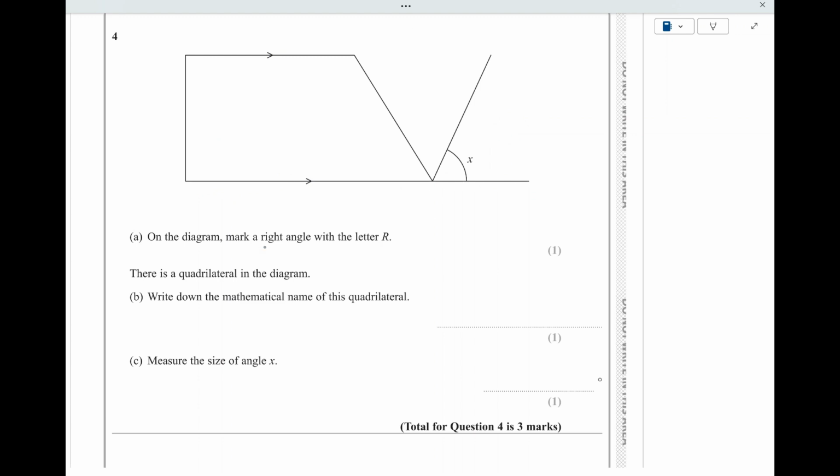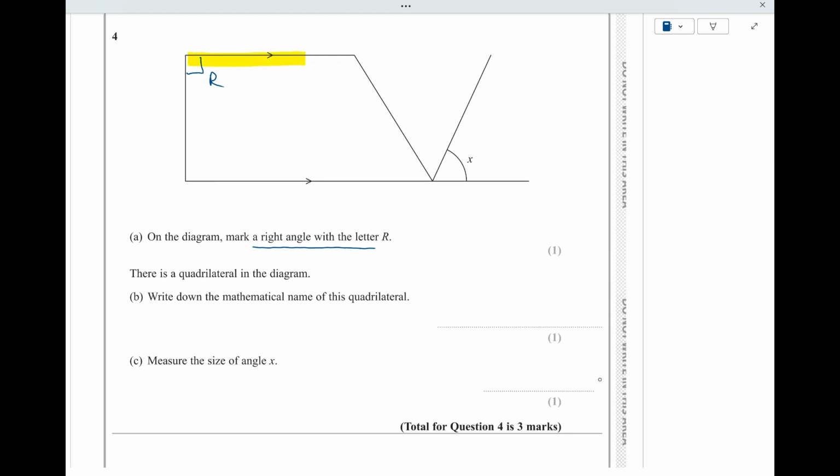On the diagram, mark a right angle with the letter R. So I think I'm going to mark it here. But I could have marked it there as well. There is a quadrilateral in the diagram. Write down the mathematical name of the quadrilateral.